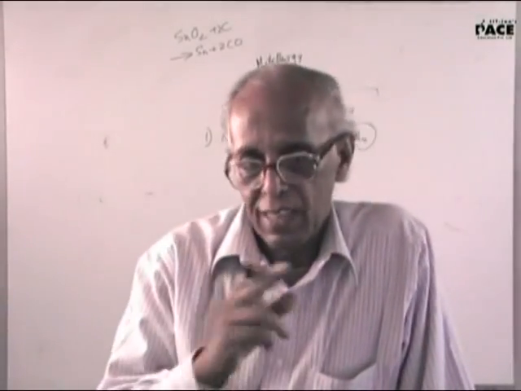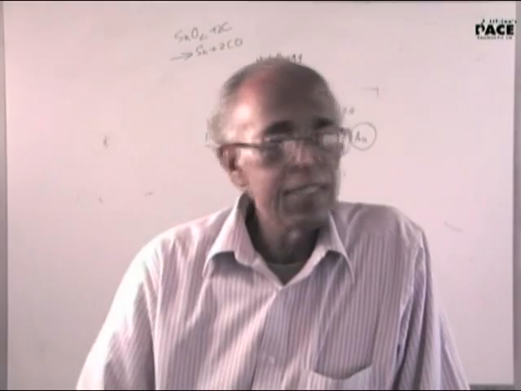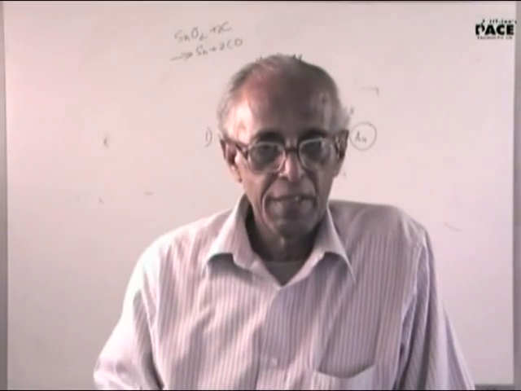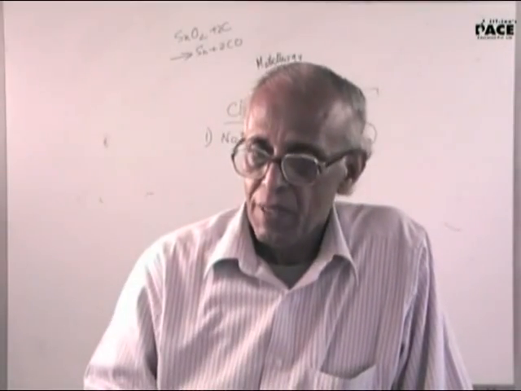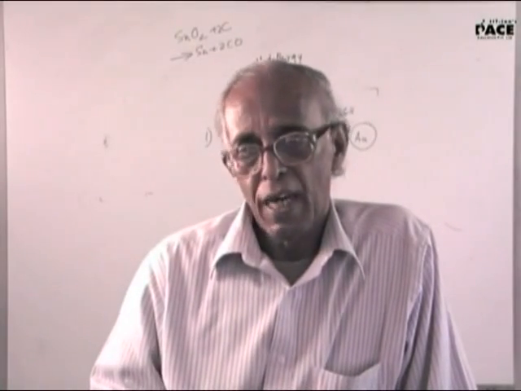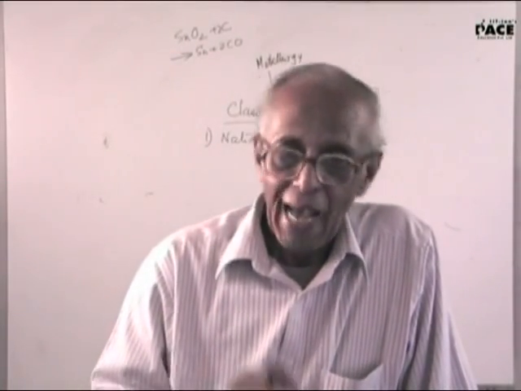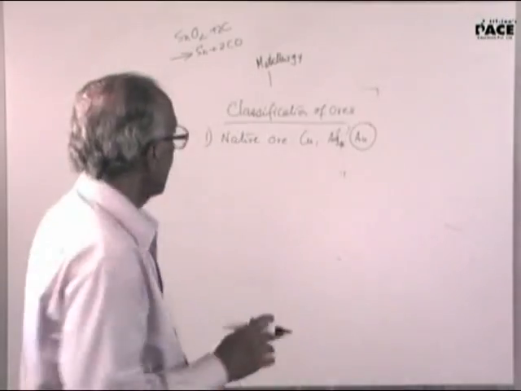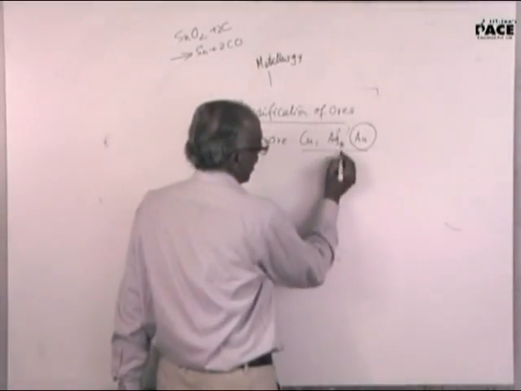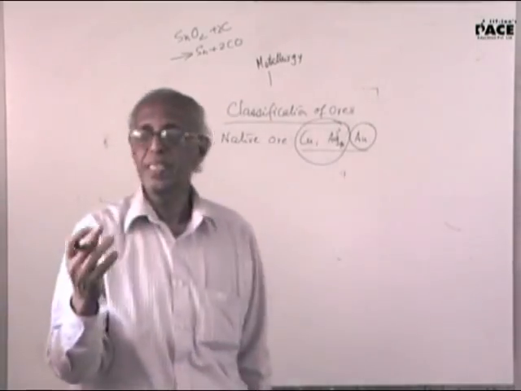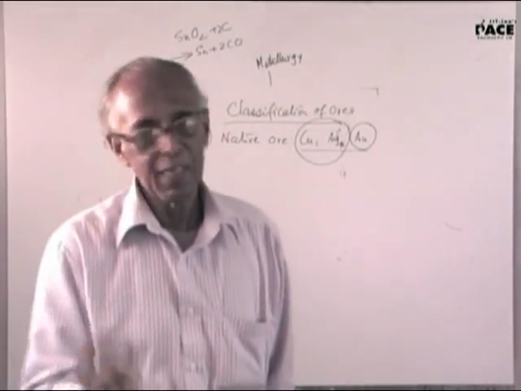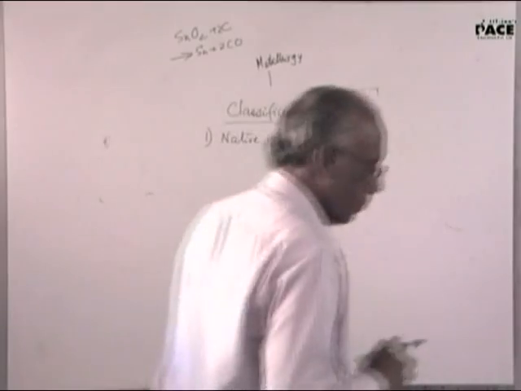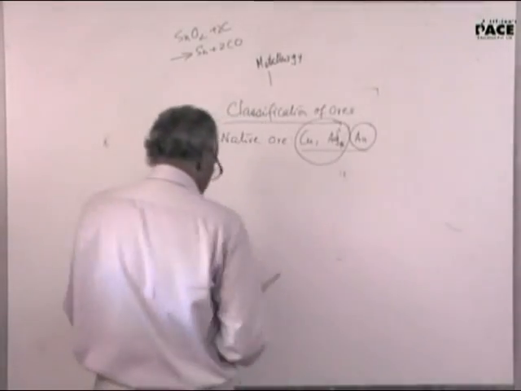Why do I circle gold? Because gold is only present in the native, elemental state. But copper and silver are found both in the elemental state as well as in the form of compounds. That is why, although these three are found in the elemental state, these two can be found in their compounds as well. But gold is always in the form of metallic gold. Then oxide.